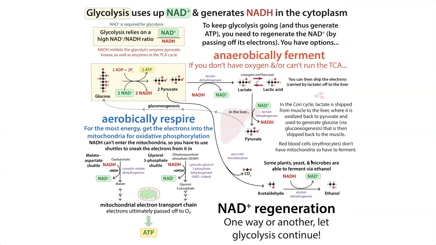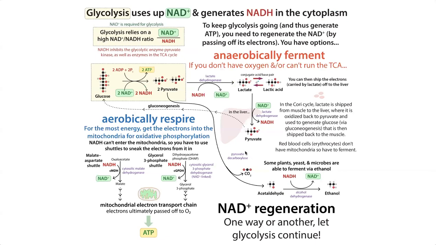We call these methods fermentation. In our bodies, we do lactic acid fermentation. Basically, we use lactate dehydrogenase to reduce pyruvate to lactate. That lactate can then get shipped to the liver, and the liver can convert it back to pyruvate. So it can oxidize it back to pyruvate, which can then go through gluconeogenesis in your liver to make glucose, which can then get shipped back to the muscles that need it in what's called the Cori cycle. Something similar is happening in your blood cells and in other cells that don't have mitochondria and therefore need to ferment. In yeast and plants and some microbes, they can ferment via ethanol.